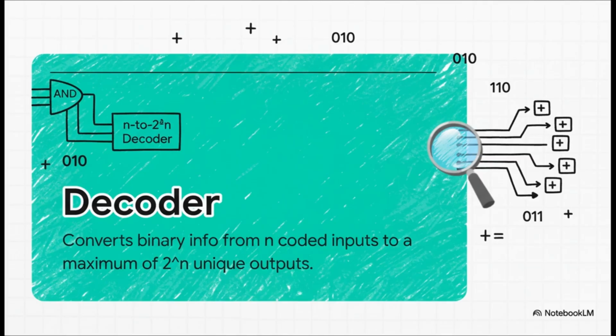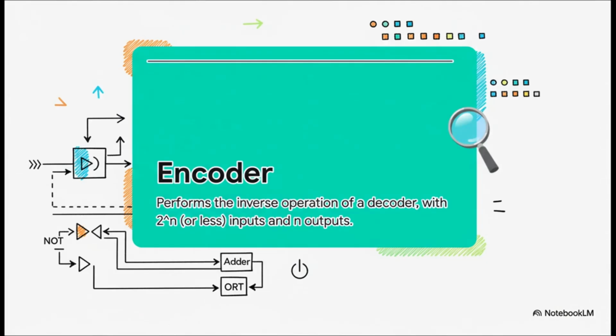You give it a short binary code, think of it like a zip code, and out of maybe thousands of possible output lines, it activates that one specific line. It's absolutely essential for tasks like finding the exact location of a piece of data in your computer's memory. And then you have the encoder, which, you can probably guess, does the exact opposite.